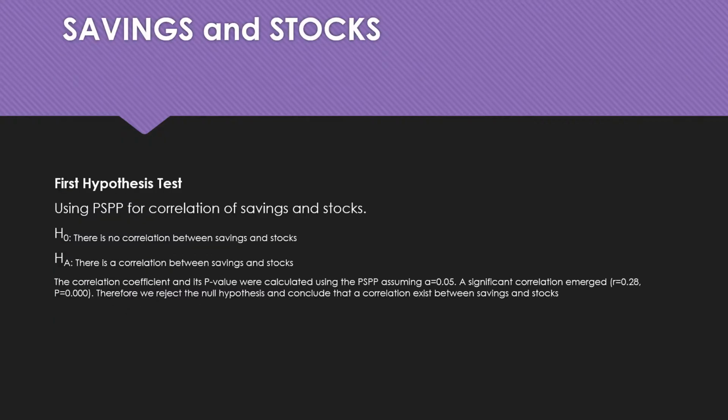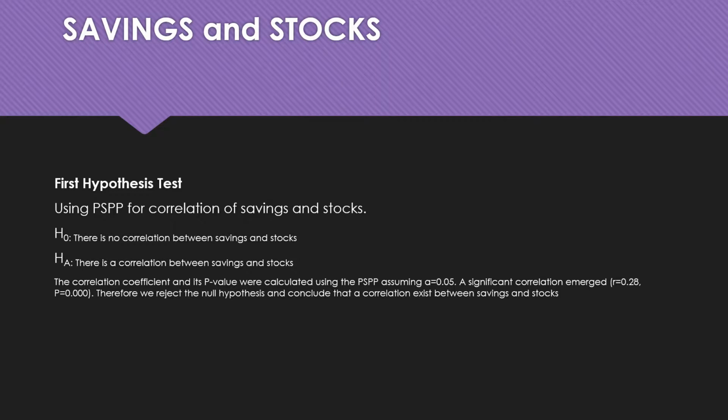So we are going to start with savings and stocks. The first hypothesis test using the PSPP for correlation of savings and stocks. The null hypothesis states that there is no correlation between savings and stocks, and the alternative hypothesis states that there is a correlation between savings and stocks.